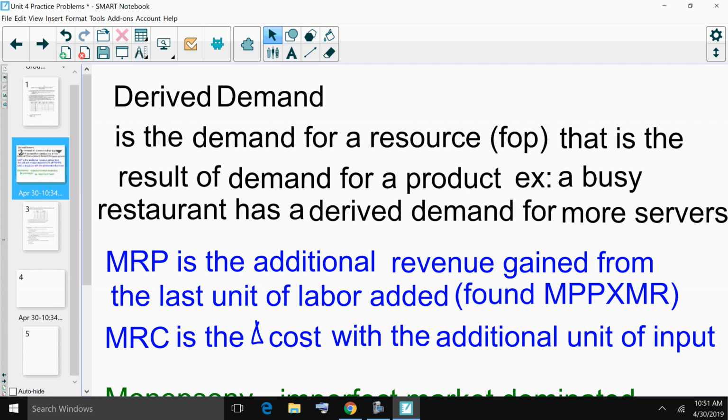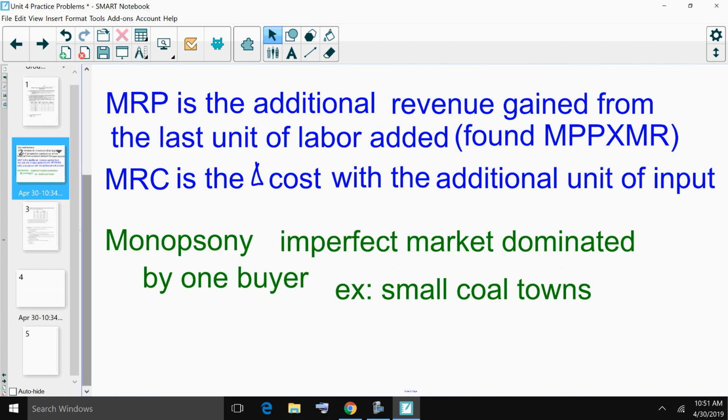1C is asking about a monopsony. A monopsony is an imperfect market structure in the labor market or the resource market where we have a market dominated by one buyer of labor. There's only one person really buying up the product. An example of monopsony is a small coal town where everyone basically works at the mine, right? There's not a lot of options when it comes to labor. So those are the 3 vocab words, or the 3 vocab topics that are very important for this unit.